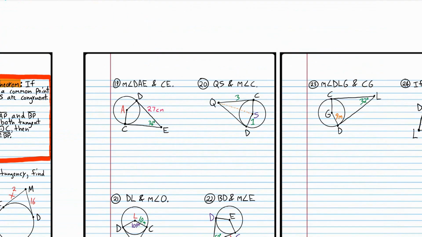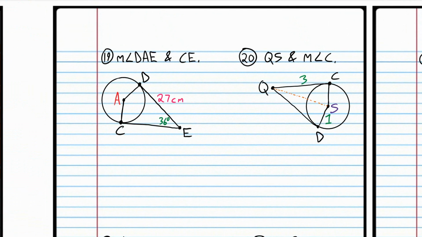Let's try a couple more of these before you try one on your own. Actually, let's do the easy part first. So CE is equal to, if this side is 27, then obviously CE must be 27 too, because this is a kite. 27 centimeters, be sure to write your units.